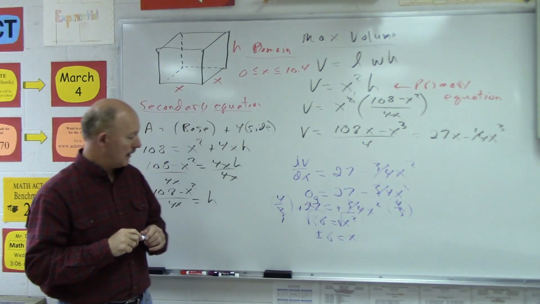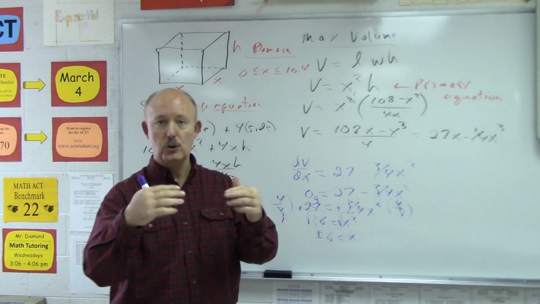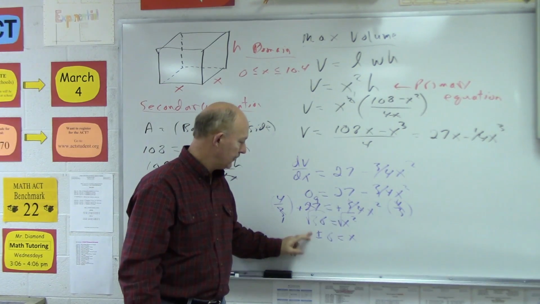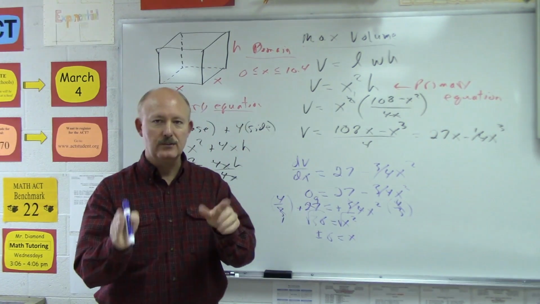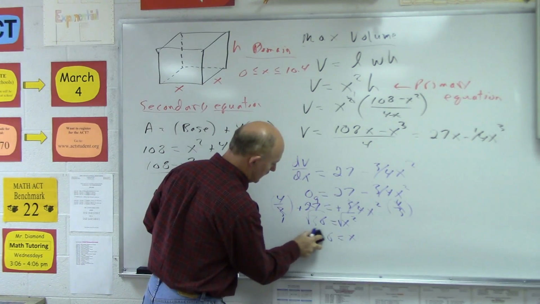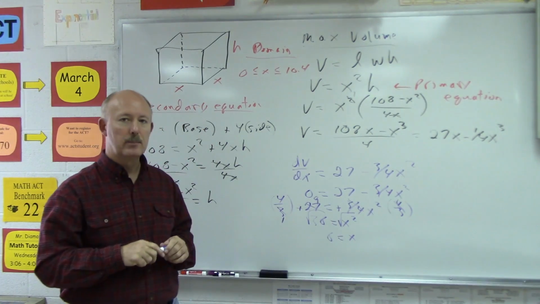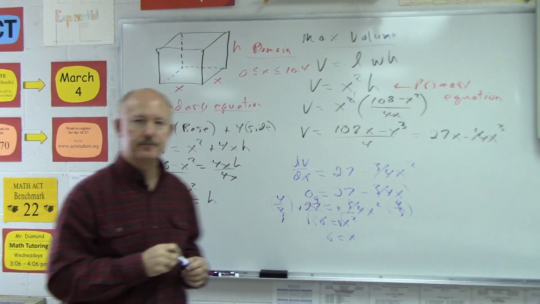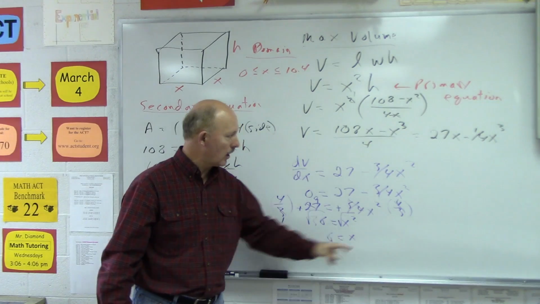All right. Now, first thing you notice right away, we got two critical numbers, positive 6 and negative 6. Negative 6 is outside the domain, right? So we can't use the negative 6. So I'm going to erase this. So our only critical number would be x equals 6. So x equals 6 would be our only critical number.